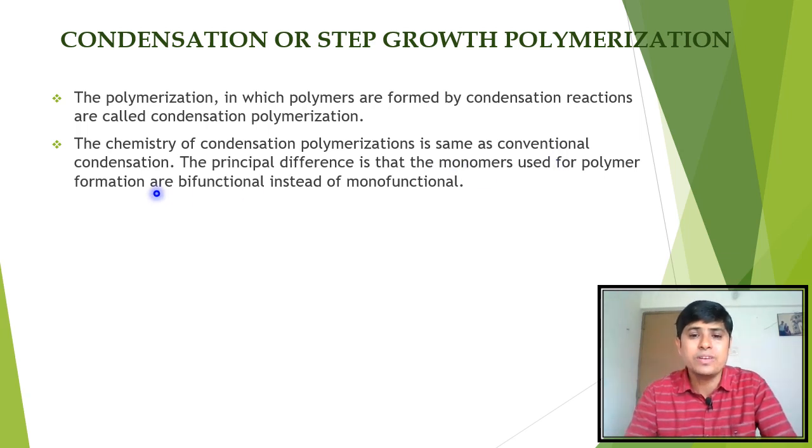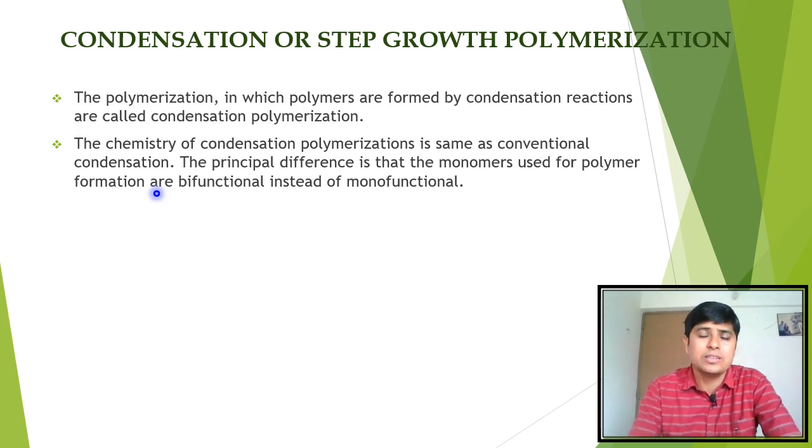The principal difference is that the monomers used for polymer formation are bifunctional here. Okay, the monomers which are used to form a polymer are bifunctional, like hexamethylene diamine or adipic acid, instead of monofunctional. Suppose we are talking about ester formation, that is reaction of carboxylic acid with alcohol, both are monofunctional there, hence we are getting a normal condensation product there, not a polymer product.